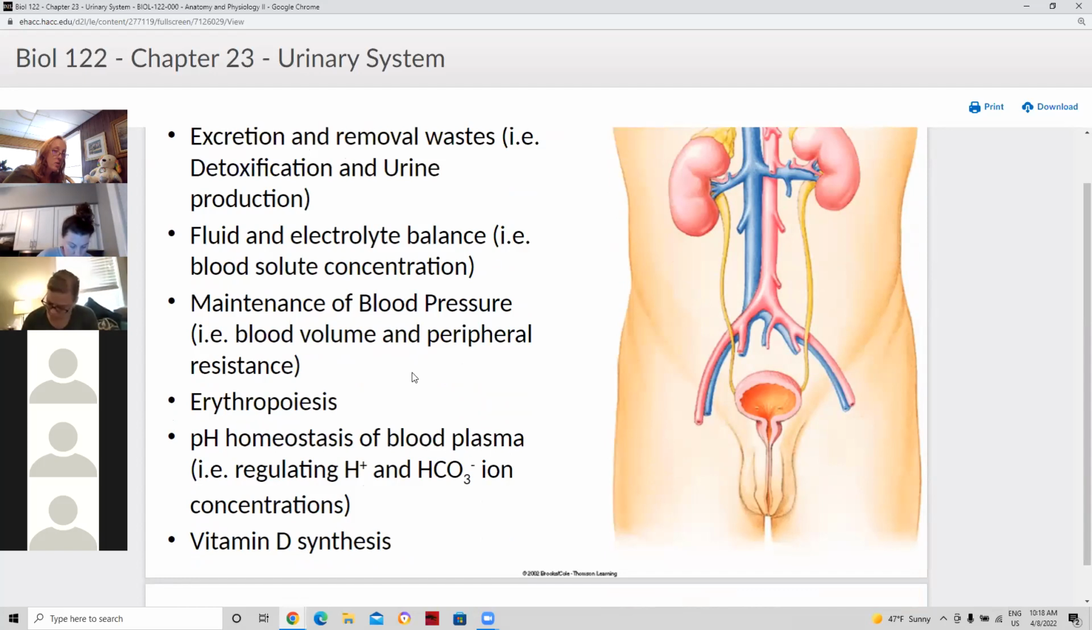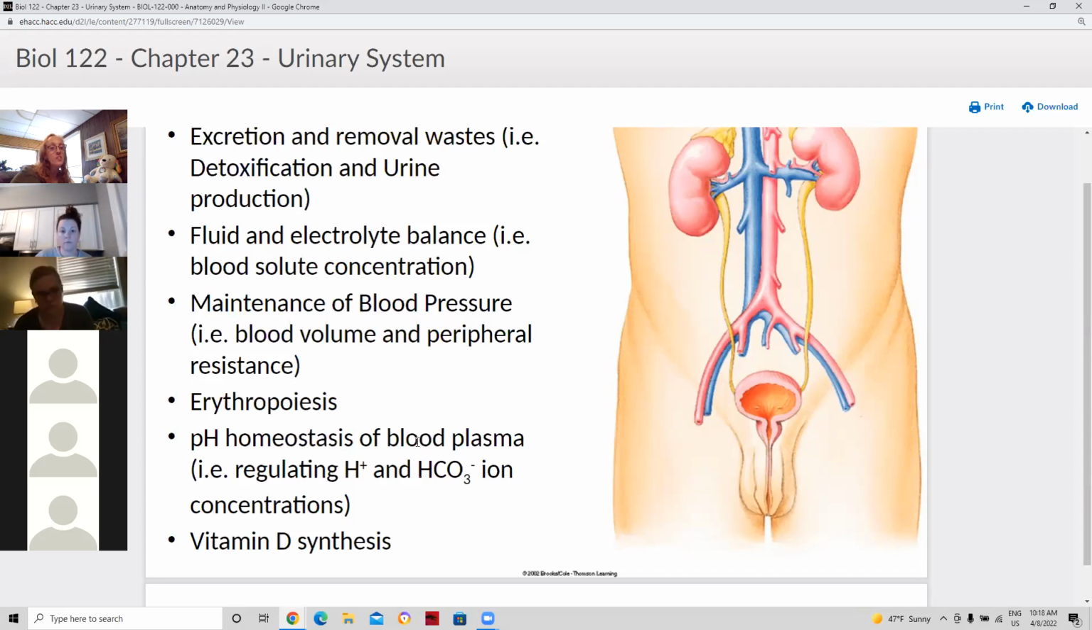Guys, what's erythropoiesis? This is what gets stimulated when you live in higher altitudes and your oxygen saturation levels are never very high. Somebody help me, what's erythropoiesis? Red blood cell production. Yes, good job.